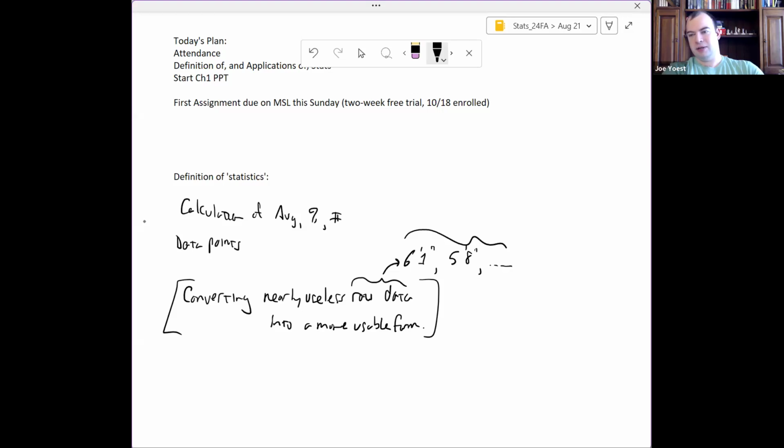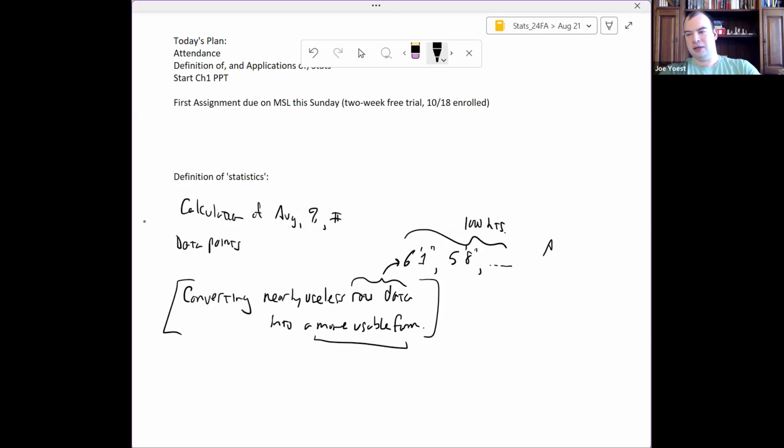I have a list of 1,000 heights of randomly chosen people from the population of interest, from the people that live near this movie theater. That's my raw data. But if I just give you a list of 1,000 data points, that's probably not super helpful for you in designing how big these seats should be or what the typical person is going to look like. So I might want to convert this into a more usable form.